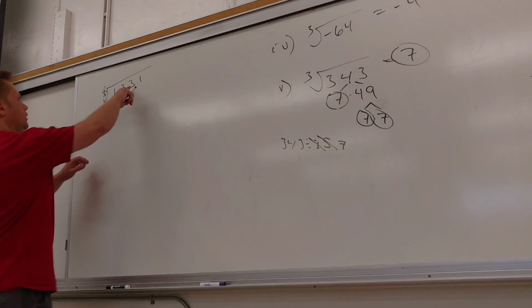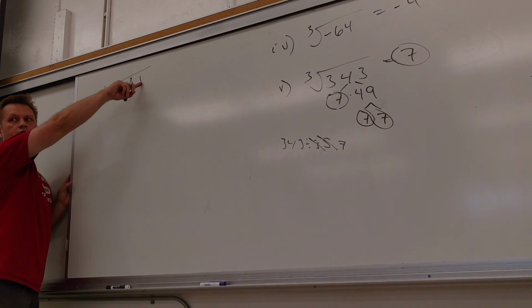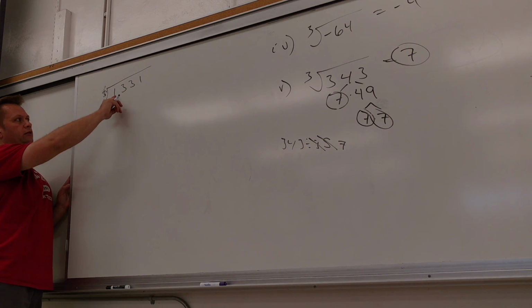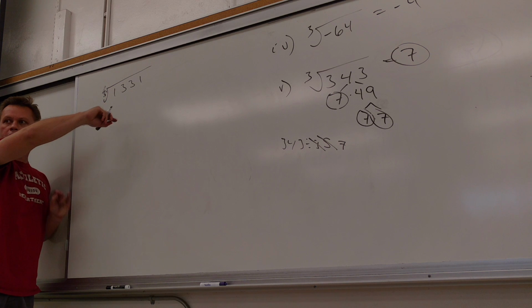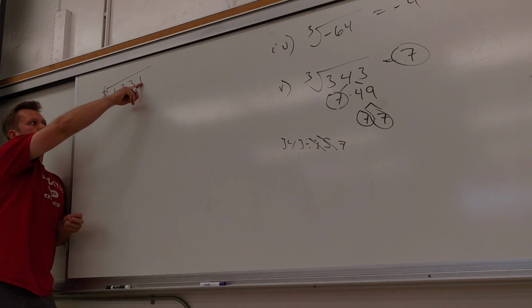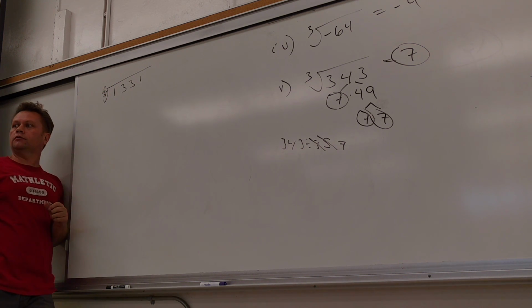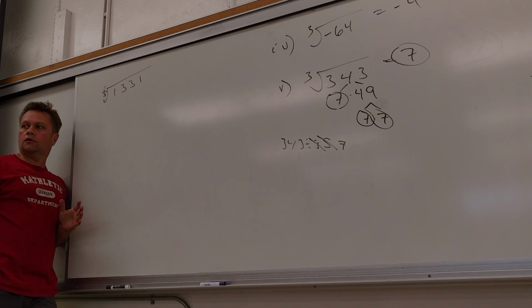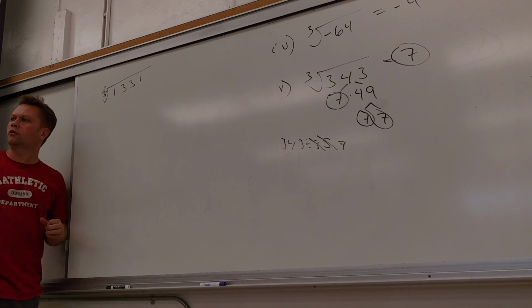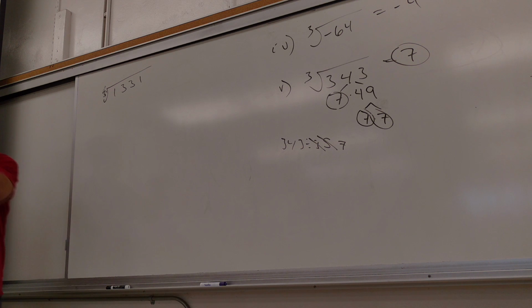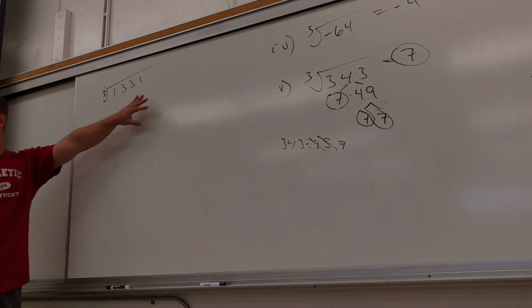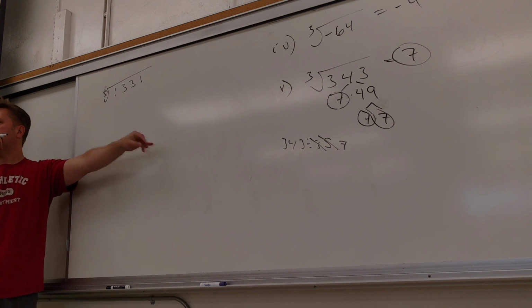If you start to, obviously you can't divide it by 2. You can't divide it by 3 because it doesn't add to a multiple of 3. You can't divide it by 5 because the last number is not a 5 or 0. 31 is prime. But 1331 is not prime.